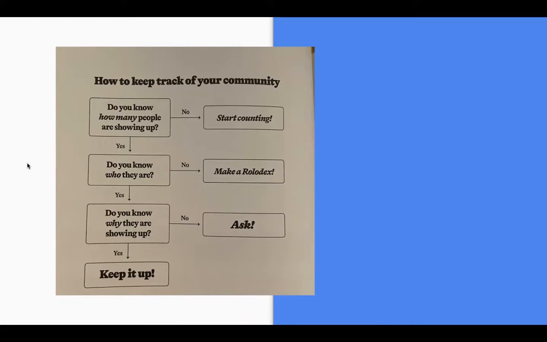Rolodex is the really old thing that's on a swivel, where you write people's names on it, but basically it's like a CRM. So we do have a CRM where we have people's emails and their names, and we're just keeping track of everyone who's in our community. But I think this is basically a good graph to let you know why people are showing up, and then if so, ask, and keep it up.